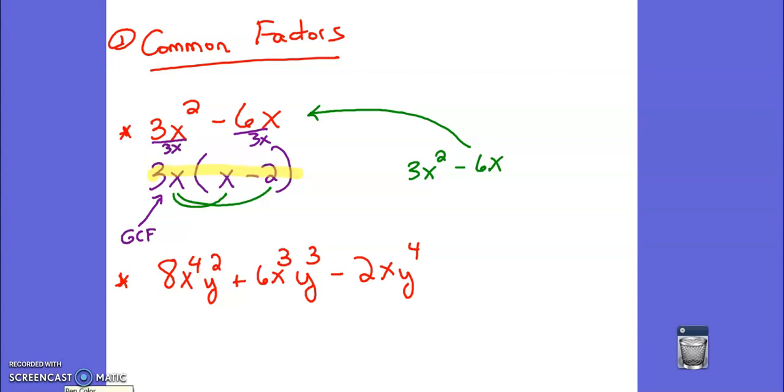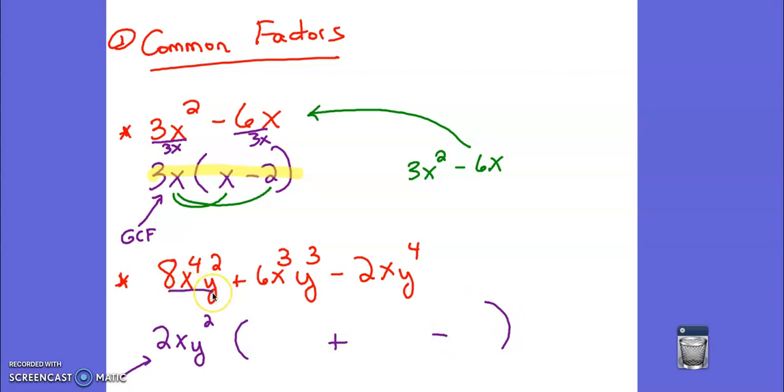All right, so this next one, again, look for the GCF. Notice all of the numbers. I have 8, 6, and 2, so the GCF is a 2. Notice the common x's is just 1x. Notice the common amount of y's is y squared. So again, that is your GCF. So you're going to divide each of those terms by 2xy squared.